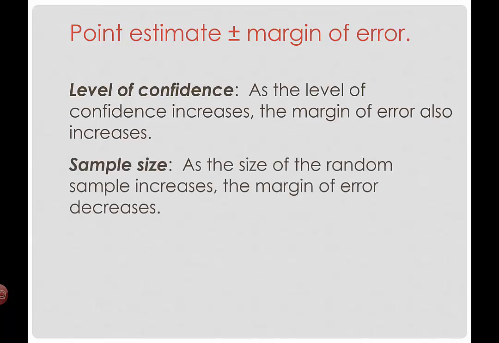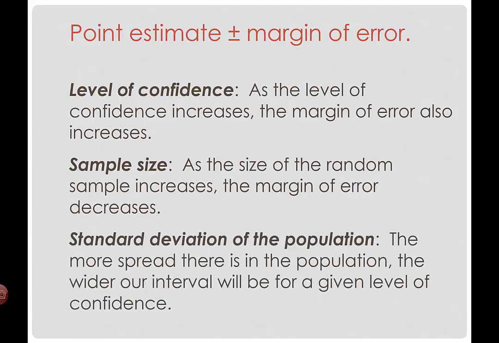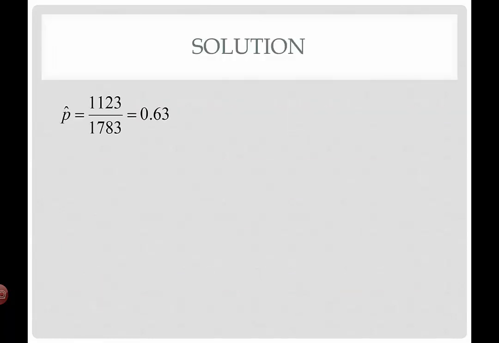As the size of our sample increases, the margin of error decreases. The more members of the population that we take in the sample, the smaller that margin of error is going to get. And the more spread there is in the population, the wider the interval will be for a given level of confidence.